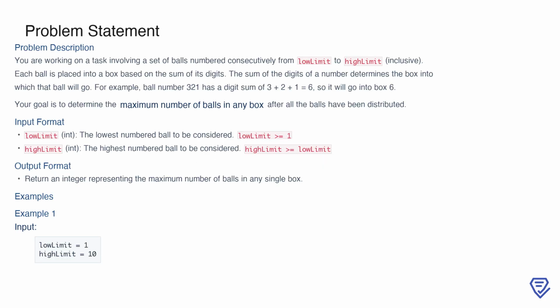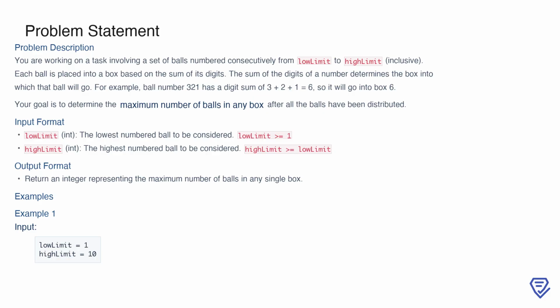In this problem, we are tasked with distributing balls into boxes based on the sum of their digits. Imagine we have balls numbered consecutively from a given low limit to high limit, both inclusive. Each ball is placed into a box determined by the sum of its digits. For example, if we consider ball number 321, the sum of its digits is 3 plus 2 plus 1, which equals 6. This means ball 321 would go into box 6.